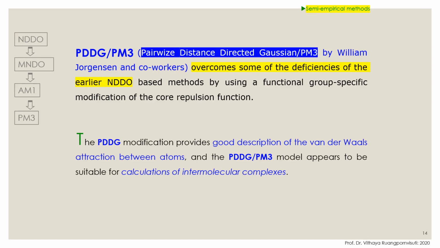PDDG/PM3 method. PDDG stands for pairwise distance directed Gaussian of the PM3 method. It was found by William Jorgensen and co-workers. This method aims to overcome some of the deficiencies of the earlier NDDO-based methods by using a functional group specific modification of the core repulsion function.